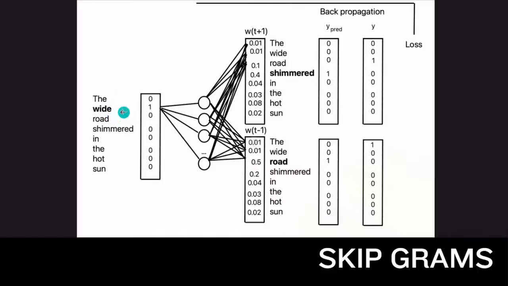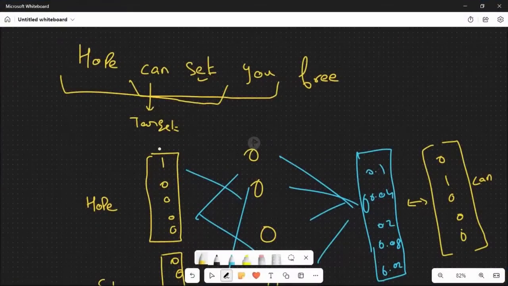Then for road, you will be predicting wide and shimmered. For shimmered, it is road and in. So in that way, we calculate the loss and we try to improve and iterate, and that's how skipgrams actually work. Let us see this once again in our notebook, in our whiteboard.